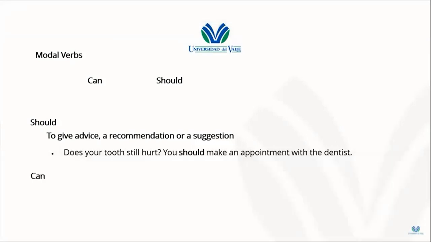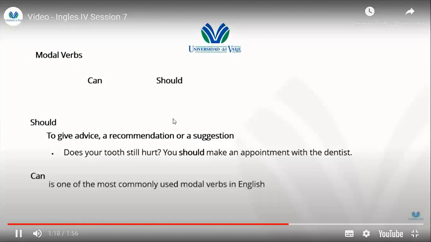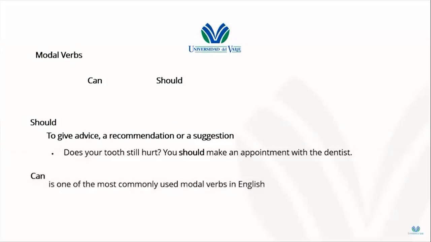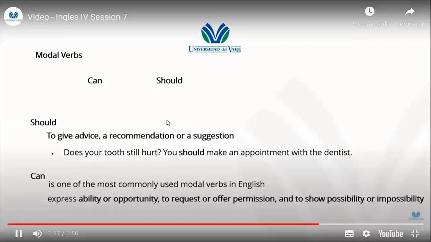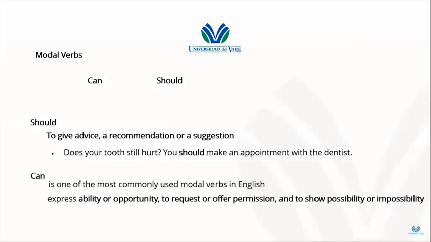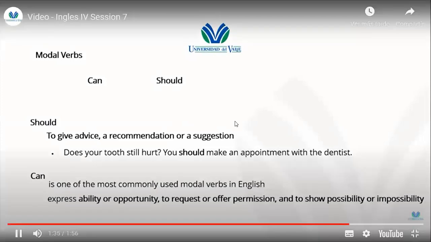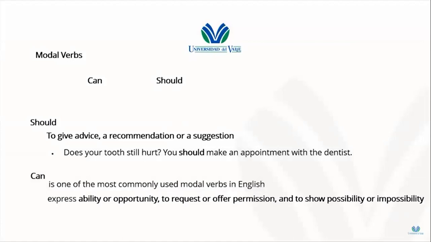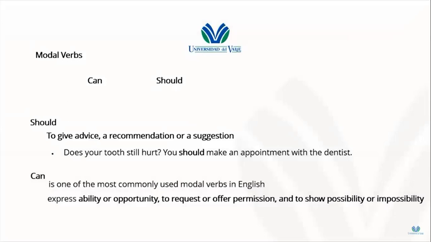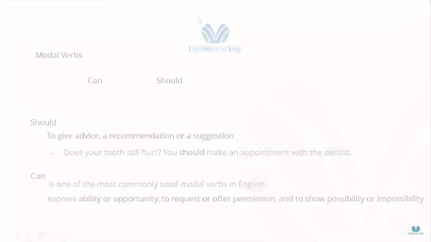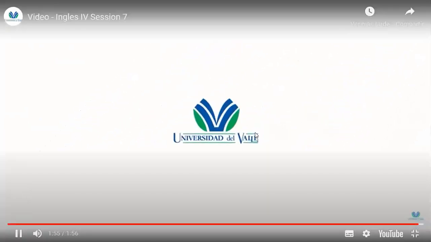Okay. In the case of can, is one of the most common verbs in English. Okay. This is because can is used to express ability or opportunity. So this is basically a short grammar explanation of the modal verbs that we have in English. In modal verbs, we have can, should, must, and some others. For example, we use should to give an advice or a recommendation, right?